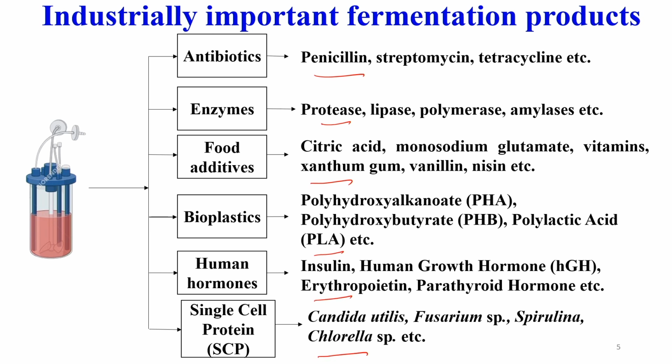So, I have listed a few examples: penicillin and streptomycin as antibiotics; protease, lipase, amylase and polymerase as enzymes; citric acid and vitamins as food additives; polyhydroxyalkanoate PHA, polyhydroxybutyrate PHB and polylactic acid as bioplastics; human hormones like insulin, human growth factor and erythropoietin; and single cell protein also, like Candida utilis, spirulina and chlorella species.